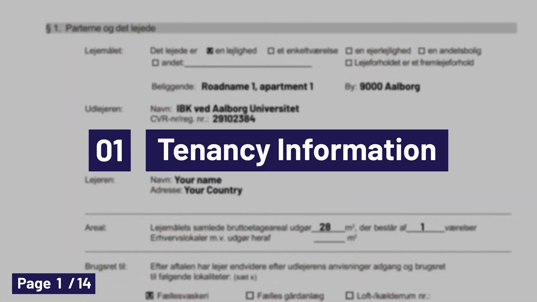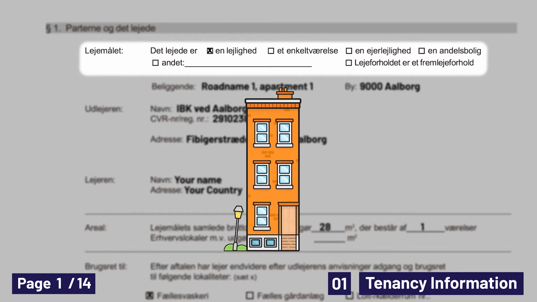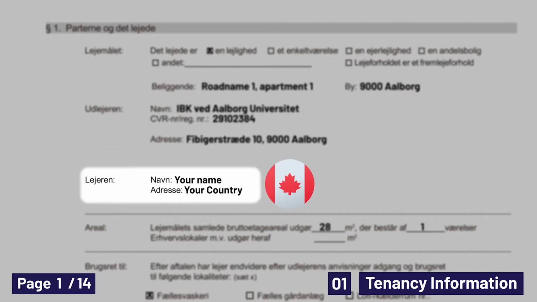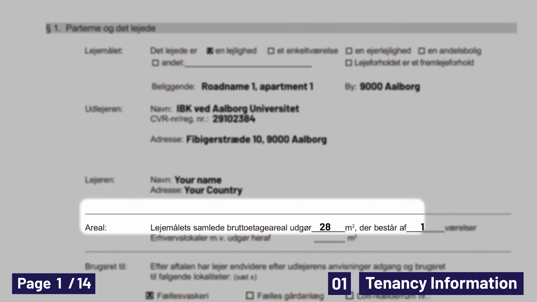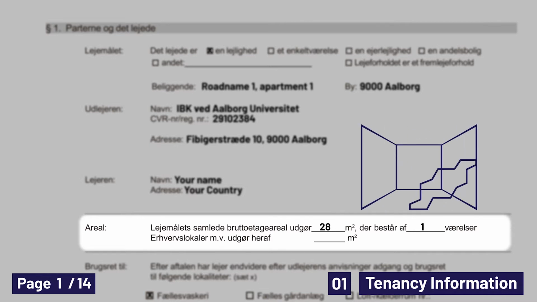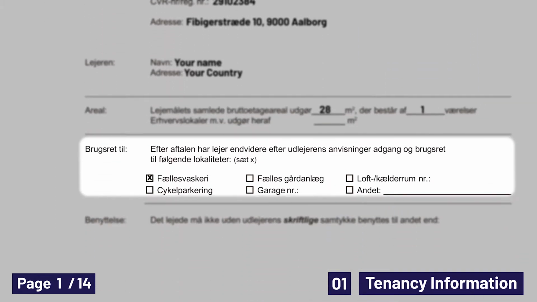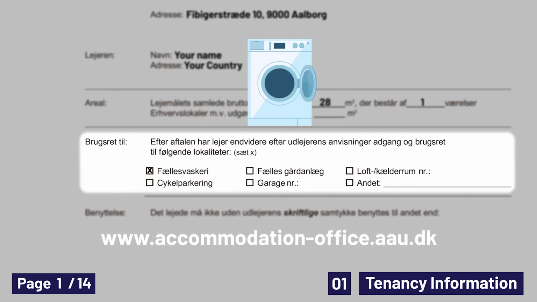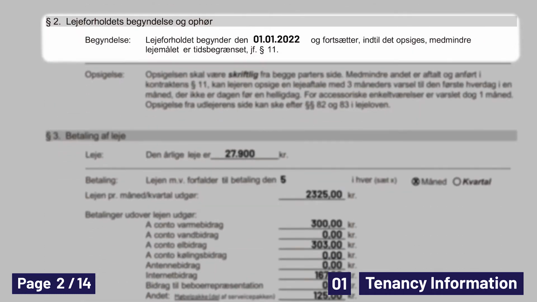Tenancy information. You can see the accommodation type here. This is the address with your room or apartment number, and your name and nationality. This is the number of square meters. Be aware that in Denmark, it includes a part of the common areas, staircases, walls, etc. Here, it states that you have access to a laundry facility. You can find more information on our website. This is the date your agreement starts.